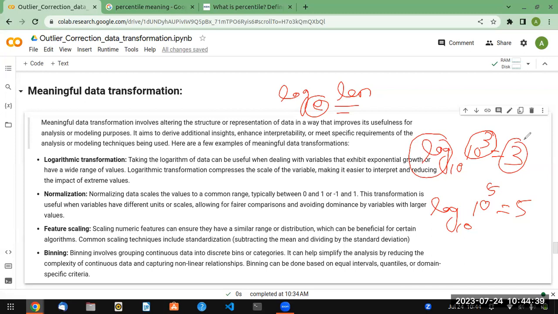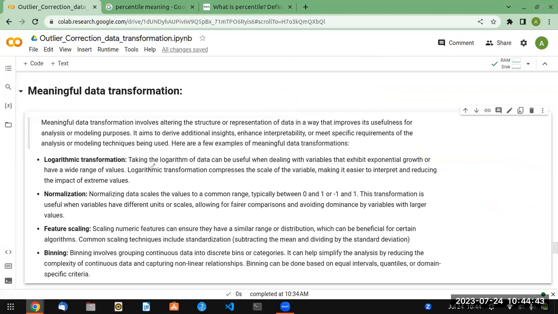If you read what I have written here: taking the logarithm of data can be useful when dealing with variables that exhibit exponential growth or have a wide range of values. Exponential growth means what, guys? How does the data look? Time series. Right, this is the exponential growth graph. Agree? That means your value is increasing rapidly with the increase of time or value. So if you have this kind of exponential data, it is very useful to take the log, so that the interpretation of your graph will be easier.